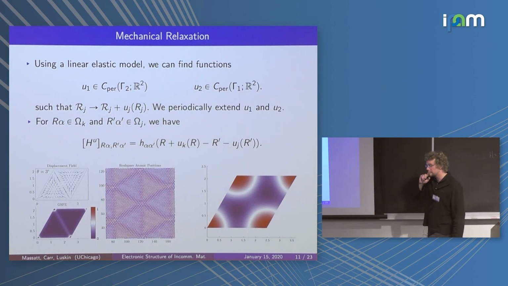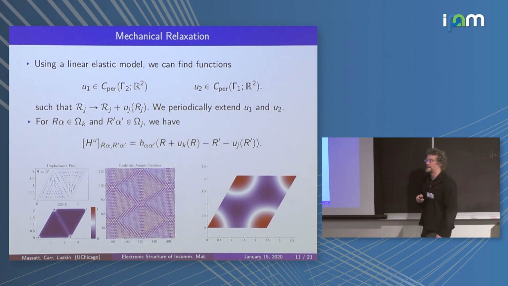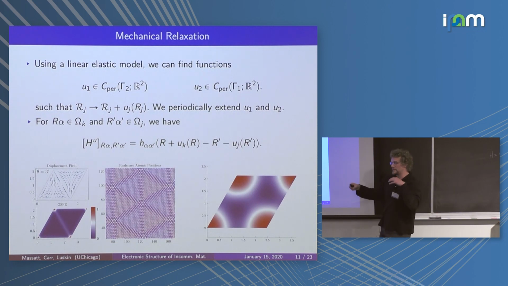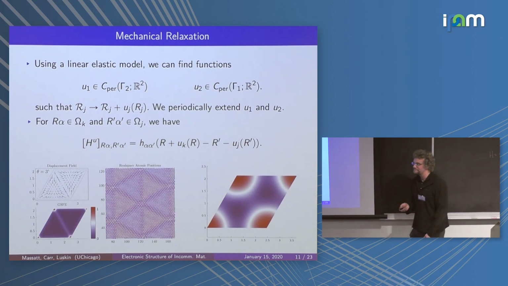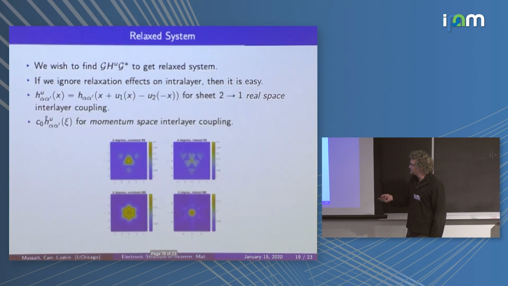The U's are prescribed? The U's here I'm just giving, but that would be derived by a different model, like the one Paul was talking about. There's an elastic model for describing mechanical relaxation, which is a completely separate calculation from the electronic. So we use two separate models, and I'm inputting a model here. Yeah, good question.